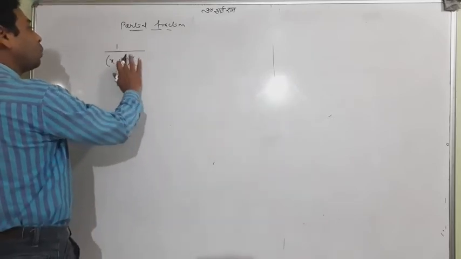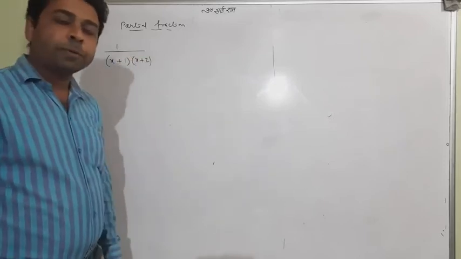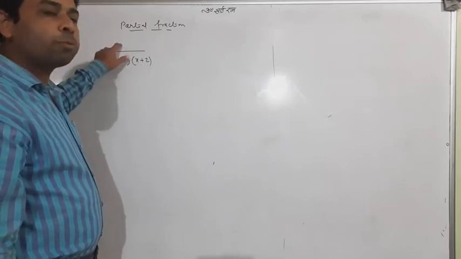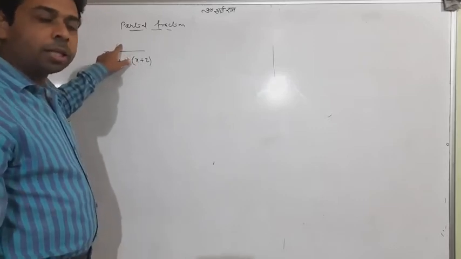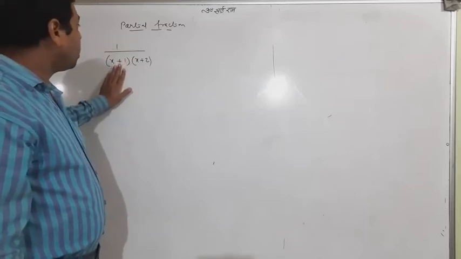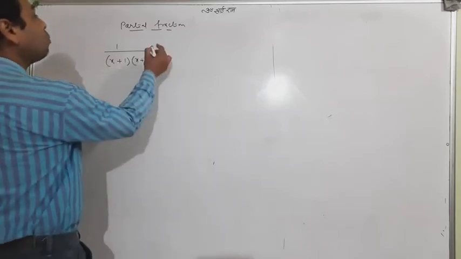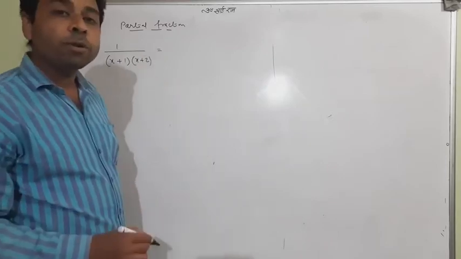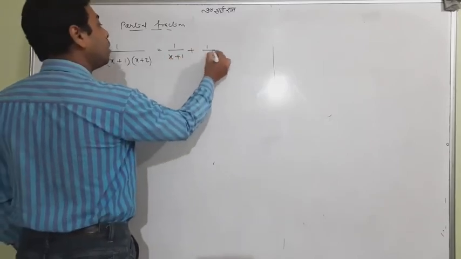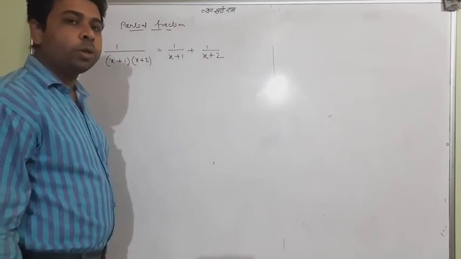Suppose x plus 1 and x plus 2. This is an algebraic fraction, 1 upon, no matter 1, except 1, maybe any number there, any polynomial there. So this is the algebraic fraction. You know, in the denominator we have 2 factors, x plus 1, x plus 2. If without any rule, I write 1 upon x plus 1 and 1 upon x plus 2, what do you think? Is it right? No, it is not right.